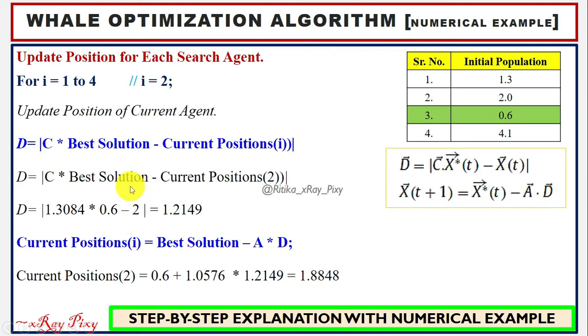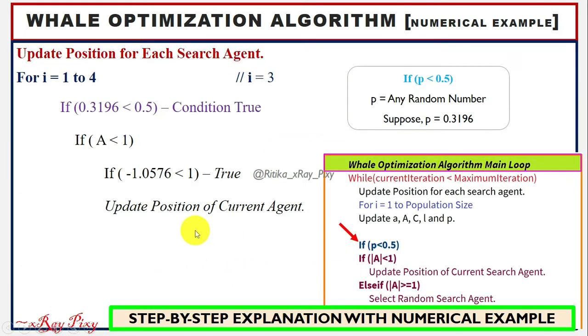put all the values here. Best solution is this one, and now value for I is 2, so we will put the value this one. Now update the position for the second agent, and we will put all the values here, and we got this one. Now value for I is 3.